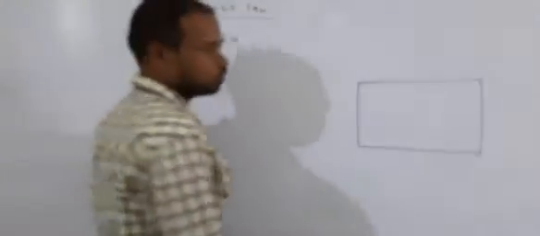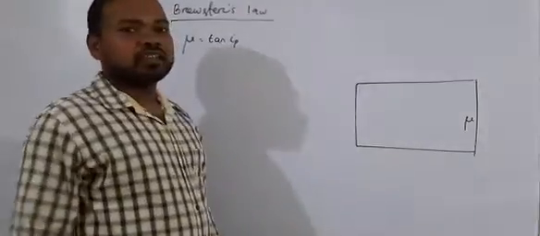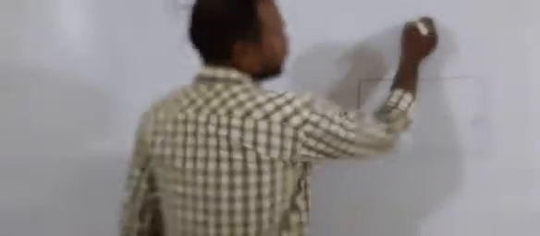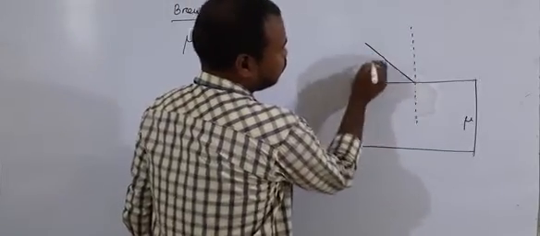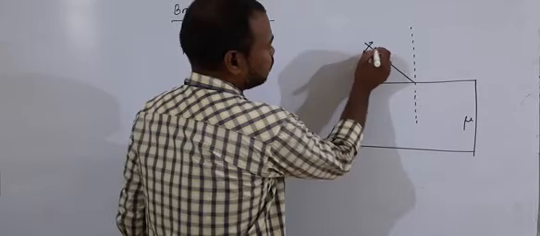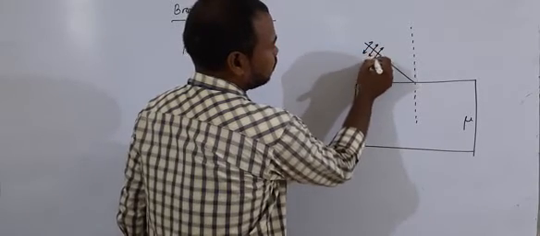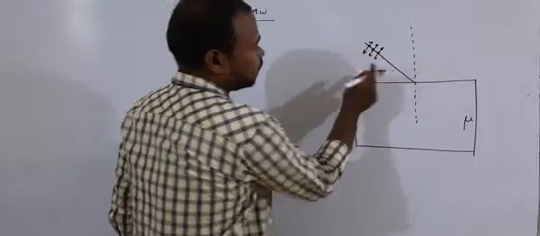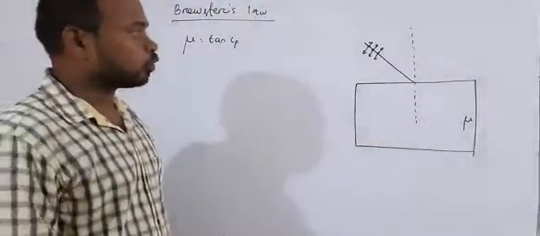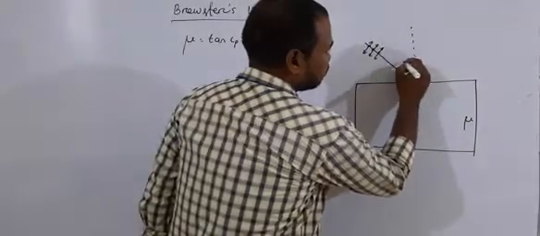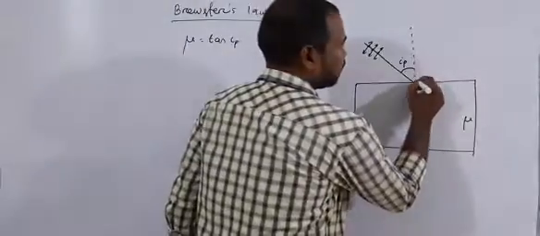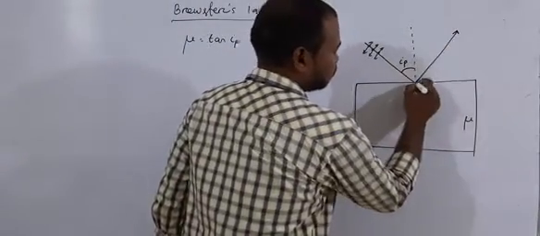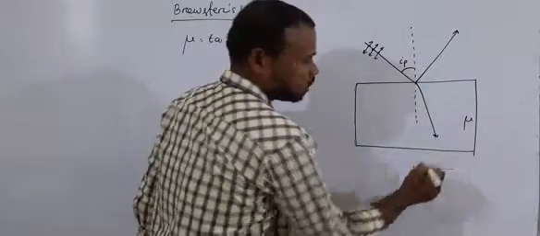Suppose it is a glass slab having a refractive index mu placed in a rarer medium. Suppose this is the normal. Suppose an unpolarized ray of light, this is the unpolarized light incident at the interface between the two media. The angle of incidence is iP. Then some part of light is reflected and some part is refracted.